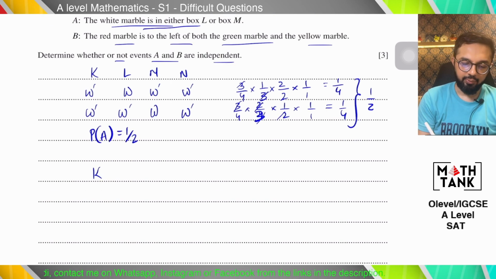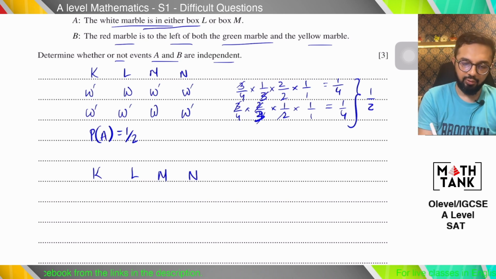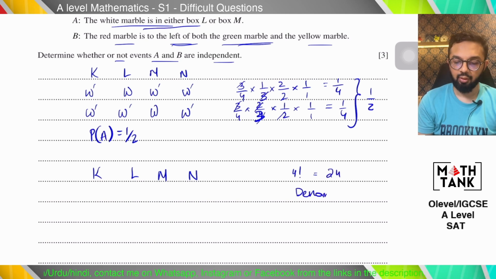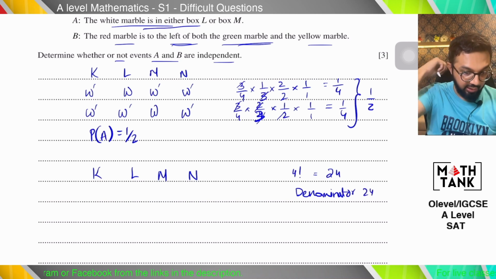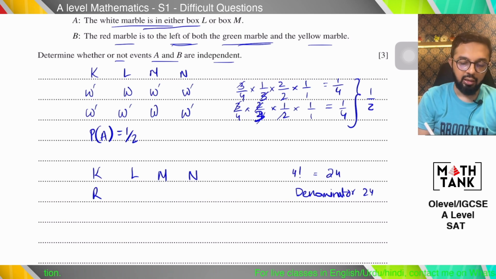With the other situation, the red marble is to the left of both the green marble and the yellow marble. That is what I have to think about. Now, I could do this easily with permutations and say that the denominator has to be 4 factorial, which means that the denominator is 24. Now, how many such outcomes can I think of where the red marble is to the left of both the green marble and the yellow marble? If the red marble was here, green and yellow could be anywhere here, so they could be arranged in any way. So that's 3 factorial arrangements.